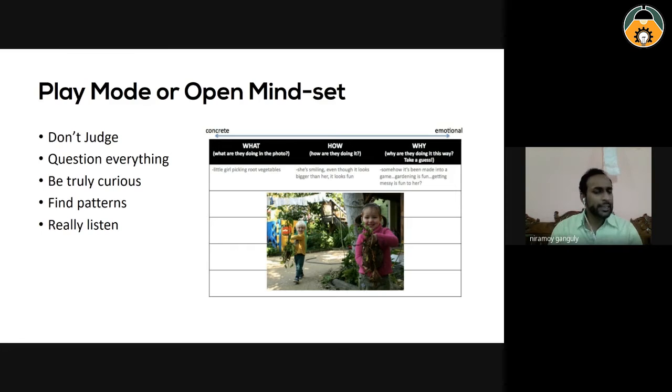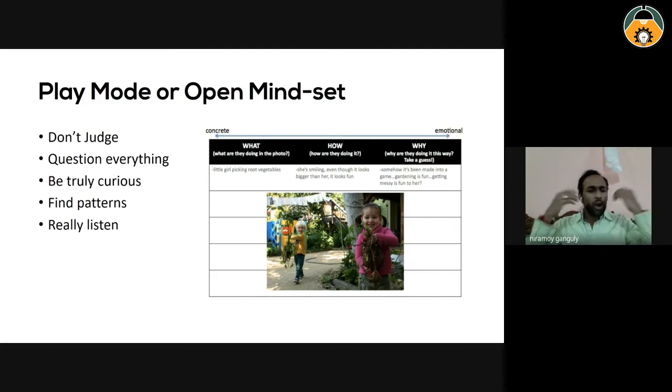Question everything that is around you. Be truly curious about what is happening around you, about small little things, little steps here, little things there, finding certain patterns within that particular activity, and listen to what is happening around you. So the way to put yourself into the play mode, into the open mindset, is to put yourself as a child and play around with the problem.